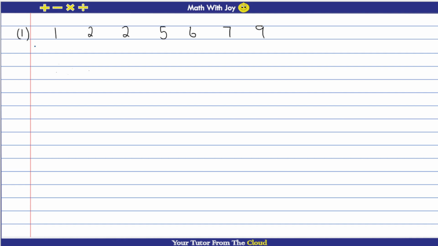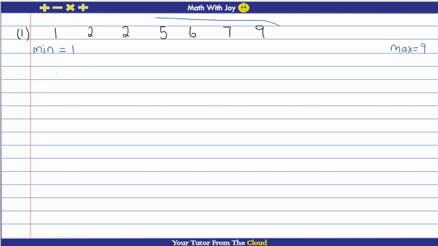So the first number in our 5-number summary is going to be the minimum value, which is the smallest number in your data set. That's going to be 1 in this case. And then you want the maximum number in your data set, which is going to be 9, the biggest number here. Right, 2 down, 3 more to go. The other 3 numbers in the 5-number summary are known as the middle numbers.